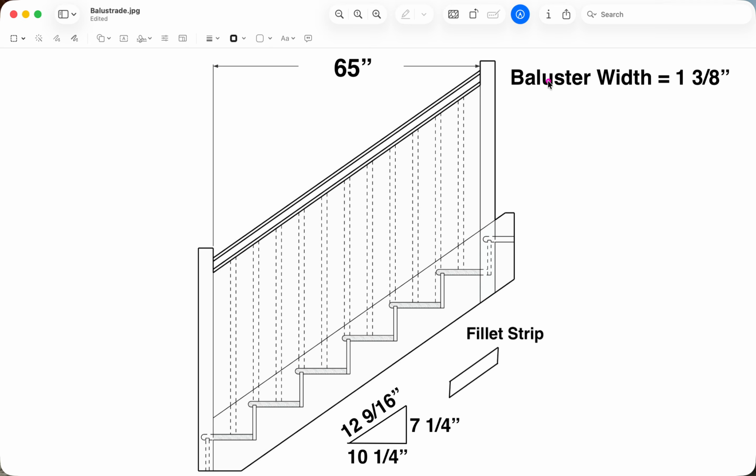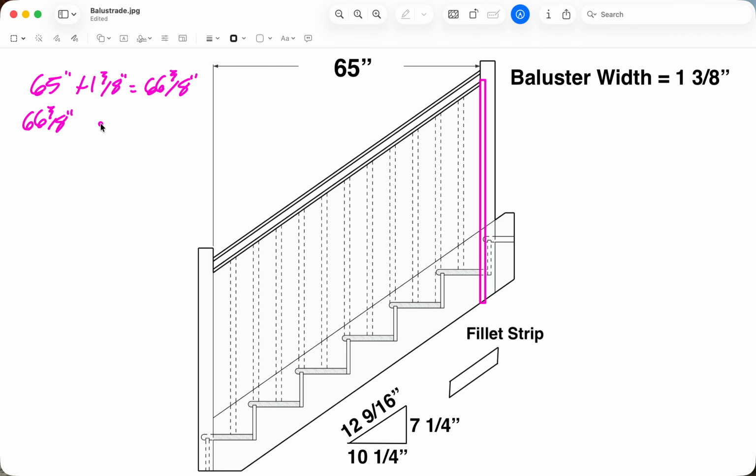So we have here our space between newel posts, and we have the width of our baluster at the narrowest point. So we have 1 3/8. What we want to do is add on a phantom baluster, a fake baluster, to include that, and then we will subtract that off after. So we take 65 inches, plus 1 3/8, which will get 66 3/8. That is the distance we're going to use to calculate, so that we include the phantom baluster in the overall length. So we have 66 3/8.